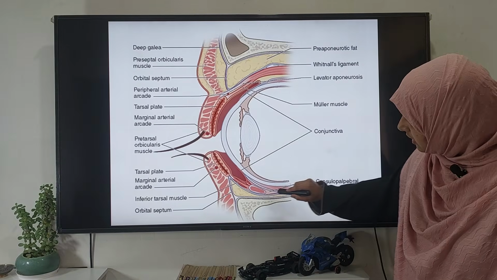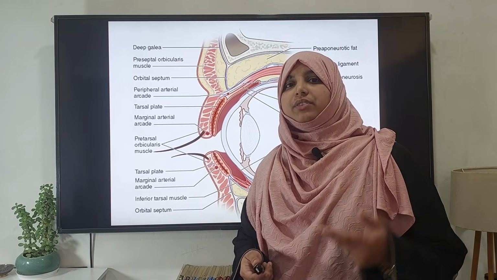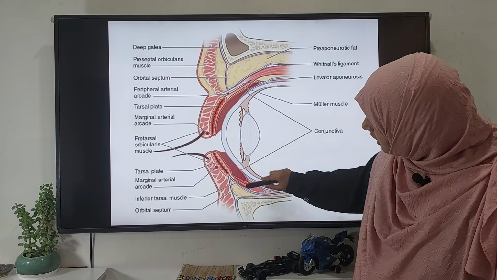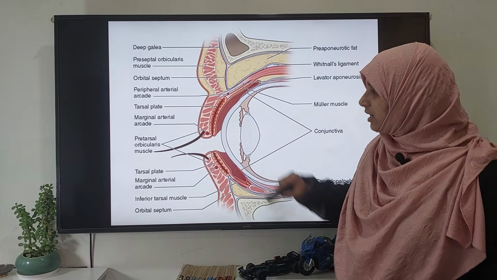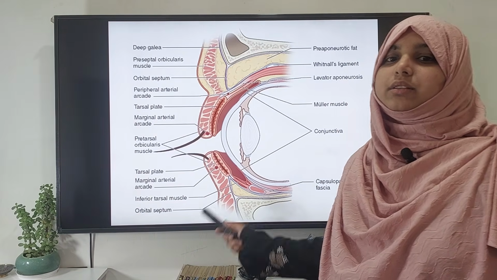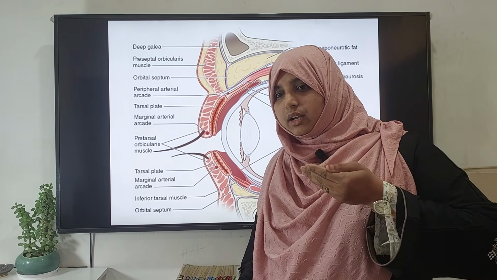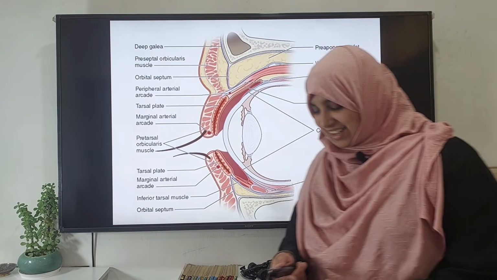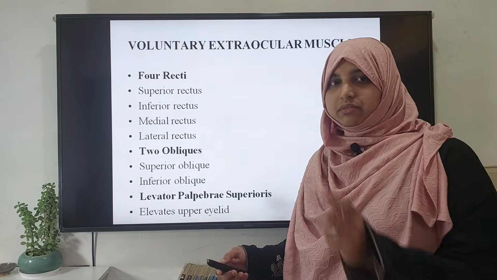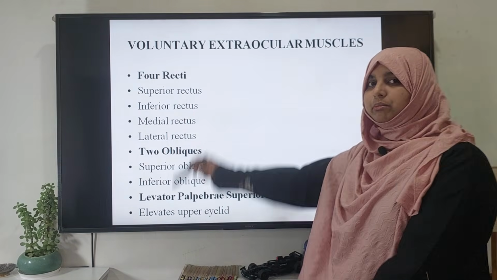And below, if you see here in the floor of the orbit, we have some muscles which are called superior oblique, inferior oblique and inferior rectus. From there, we have a few fibers going into this inferior tarsal plate. That again is called the inferior tarsal muscle. Now you tell me, if it contracts, will it cause elevation or depression of the lower eyelid? Depression of the lower eyelid. Next, we have the orbitalis muscle lining the floor of the orbit, which is not that much explored yet. Next, we have these important voluntary muscles.